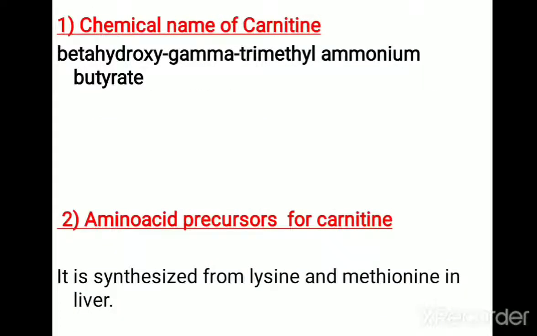And a few points related to carnitine. You should know the chemical name of carnitine. The chemical name of carnitine is beta-hydroxy-gamma-trimethyl ammonium butyrate. And the second thing is the amino acid precursors for carnitine. So carnitine is derived from two amino acids. One is lysine and the second one is methionine. And the synthesis takes place within the liver cell. So that's all regarding carnitine.